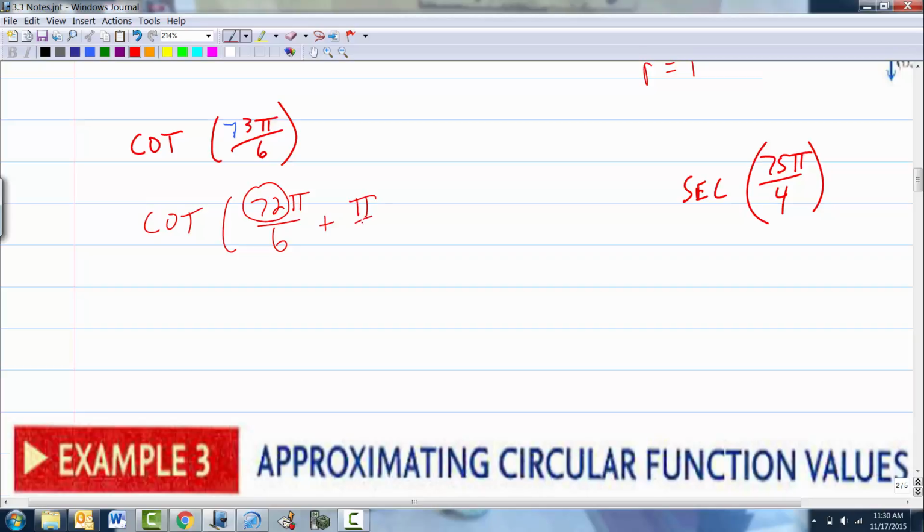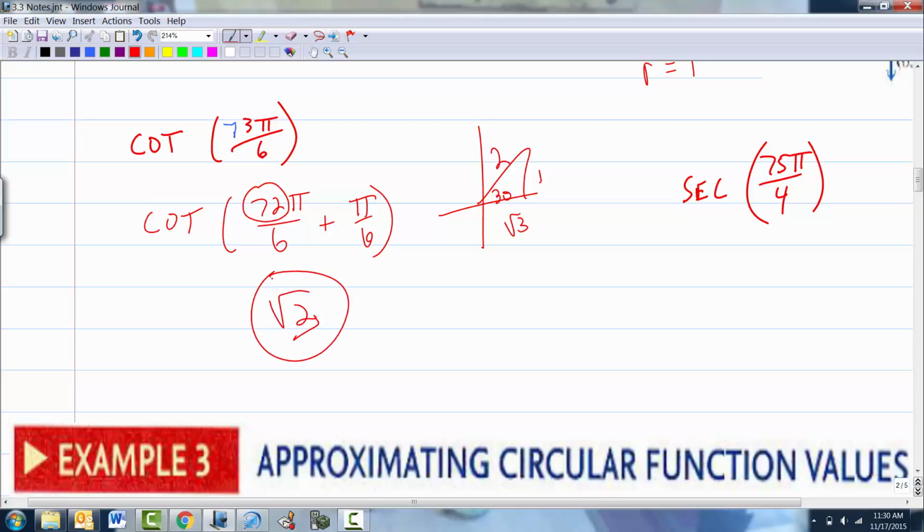So you have 6 revolutions, and then you end up at pi over 6. All right. We've got to try to maybe do this the fast way. If not, fine. This is still fast. It's 30, 1, root 3, 2, and then what's cotangent? What letter over what letter? X over y. So it's root 3.